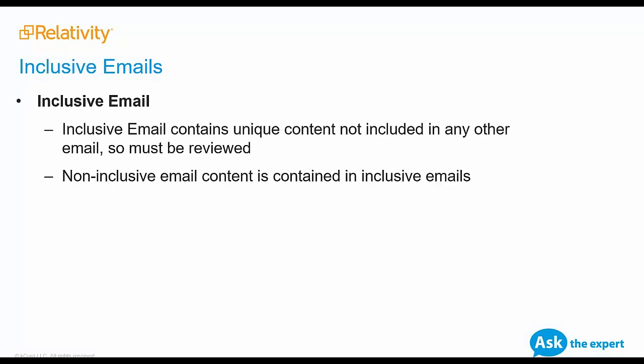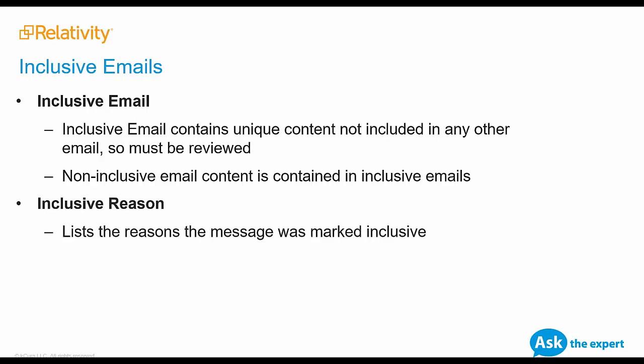So inclusive email, and again, this is probably familiar to a lot of you, but just a quick review. It contains unique content that's not included in other emails, so it needs to be reviewed. The non-inclusive emails, the ones that come before the inclusive, are going to be contained in the inclusive, and so the content of non-inclusive emails doesn't necessarily need to be separately reviewed, since by reviewing the inclusive email, you're actually seeing the content from the non-inclusive emails.